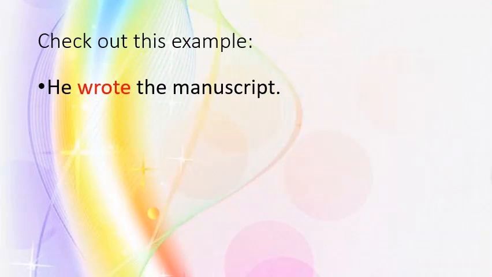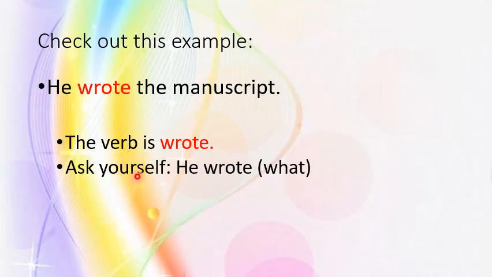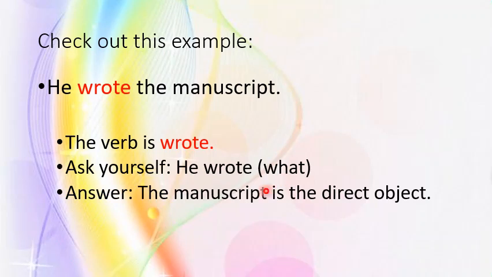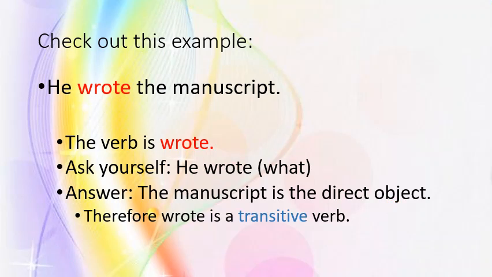Look at this example. He wrote the manuscript. In this sentence, the main verb is wrote. What is the verb? The verb is wrote. Now you can ask yourself, he wrote, and what has the person written in the sentence? He wrote the manuscript. So here the manuscript is the direct object in the sentence, and wrote is used as a transitive verb.